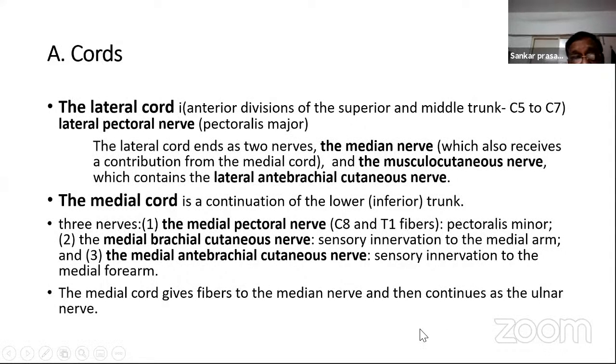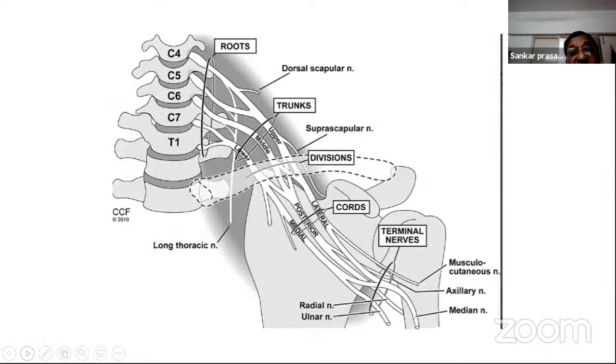So that diagram, you just remember, and that diagram will really help in memorizing things, because these things will get murkier and murkier, and in the exam it becomes more murkier. And these are the roots, these are the trunks, these are the divisions, these are the cords, and these are the terminal nerve branches which are seen. And you remember that dorsal scapular nerve, suprascapular nerve, and a lateral pectoral nerve in the C5 and C6.